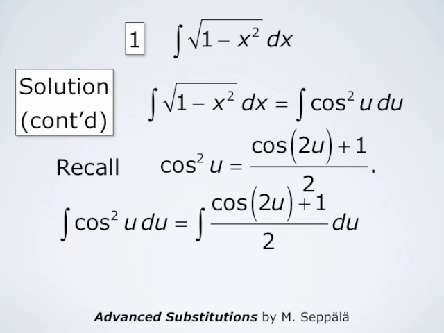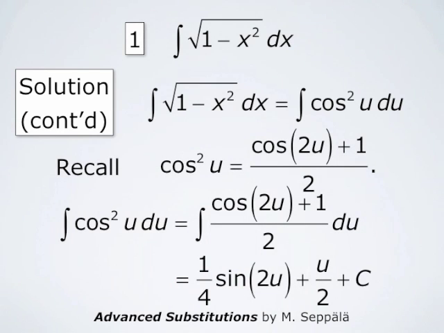To be precise, one might want to do still an additional substitution, which would be 2u equals a new variable t. But that can be done without actually writing it down, and we get that the antiderivative of cosine 2u divided by 2 is 1/4 sine of 2u. And then the antiderivative of 1/2 is just u over 2. So we get that the integral of square root of 1 minus x squared dx is now 1/4 sine of 2u plus u over 2 plus constant of integration c.